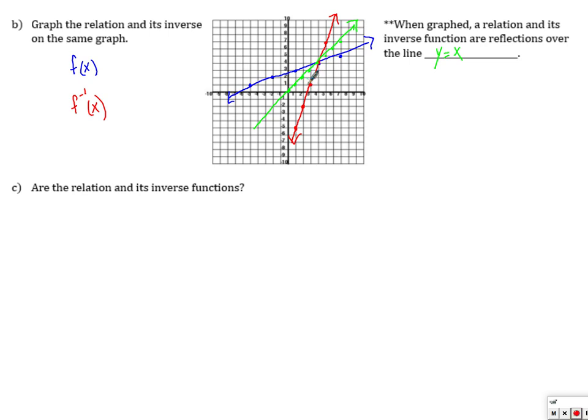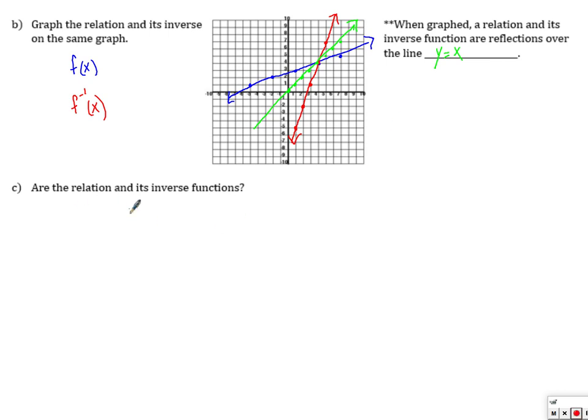Meaning that they are the same distance. It's like I took this blue one and flipped it over the green line and I would end up with the red line. So that's how you can tell when you're looking at a graph if things are inverses or not, is if they are reflected over that line y equals x.